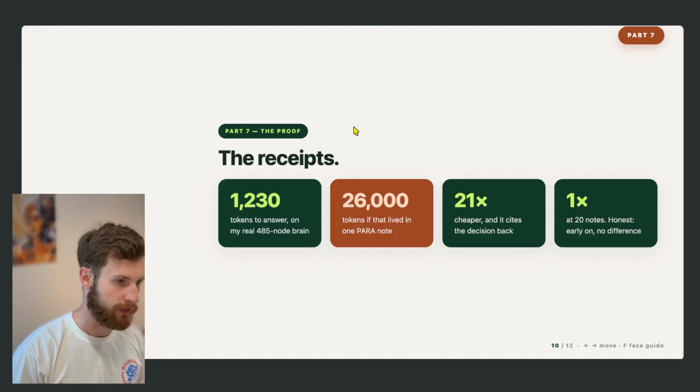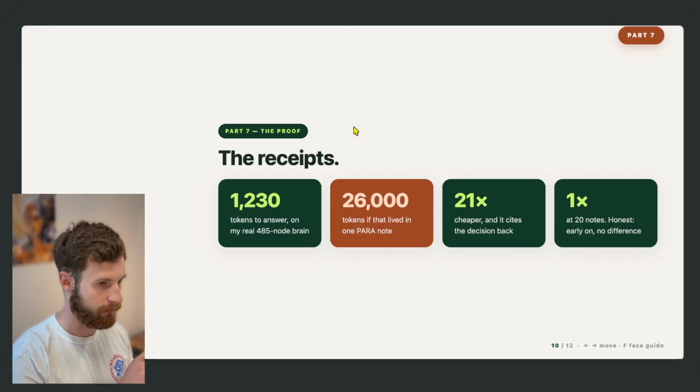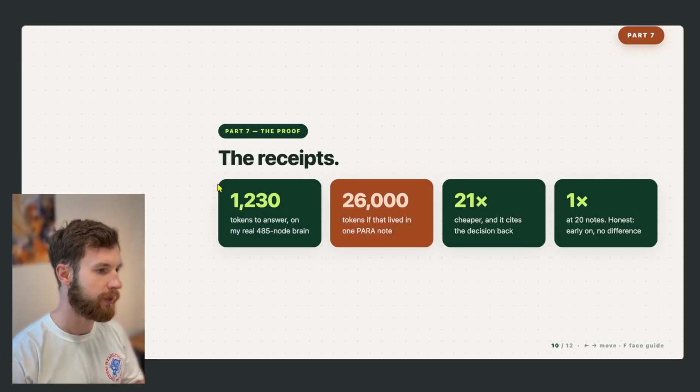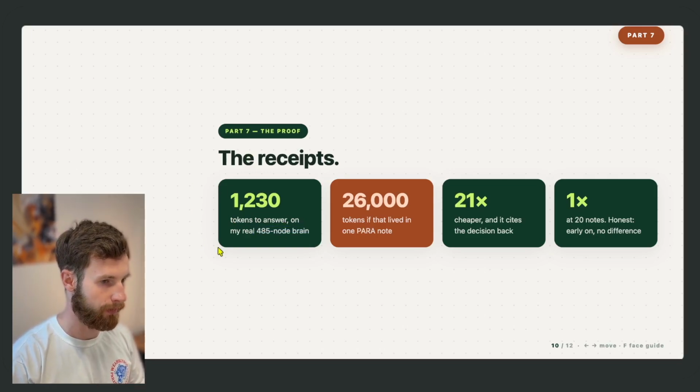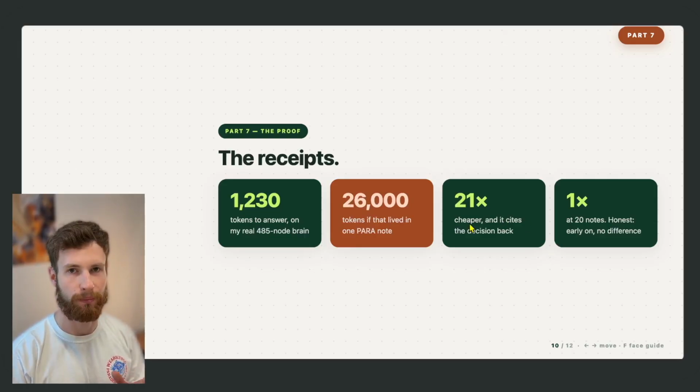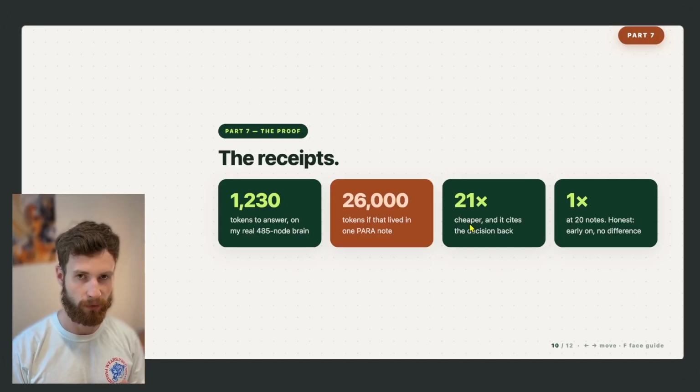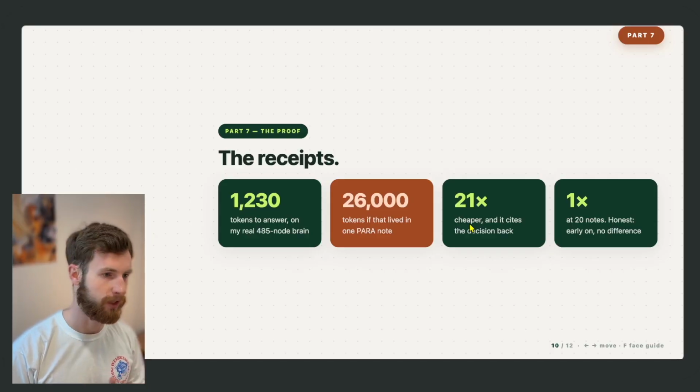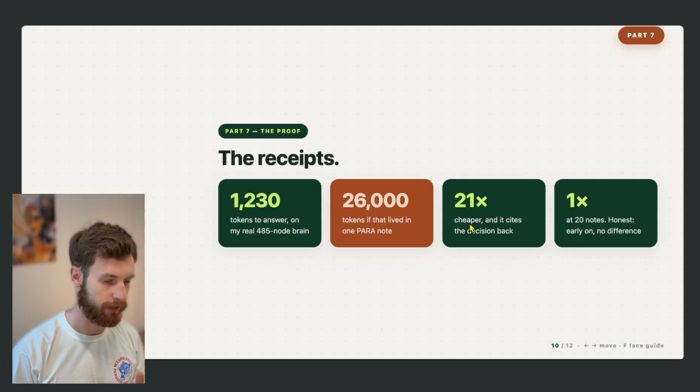So here's a quick summary of the test that I ran between 20 and 2000 markdown files. We used approximately 1200 tokens to answer the question on the infinite brain, while we used about 26,000 tokens to answer on the normal second brain. And so that means that it was about 21 times cheaper and likely faster to answer the same question using essentially the same information, just organized differently.